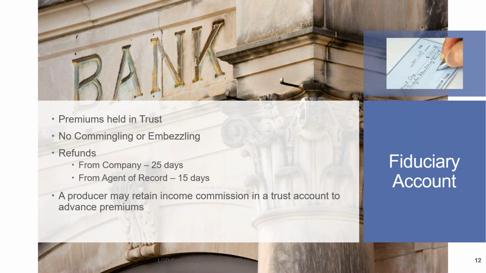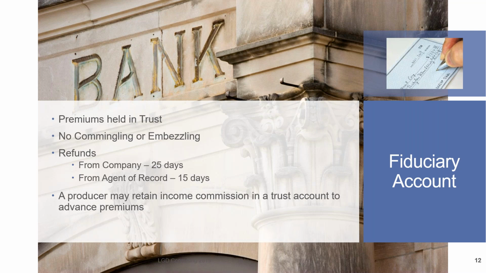So that's kind of the three things about refunds. The company gives it directly to the client within 25 days. If you, the agent of record, receive it, you have to refund it to the client within 15 days. Or you, the agent, as long as you have the client's permission, can forward that premium refund and pay for another policy for that same insured.